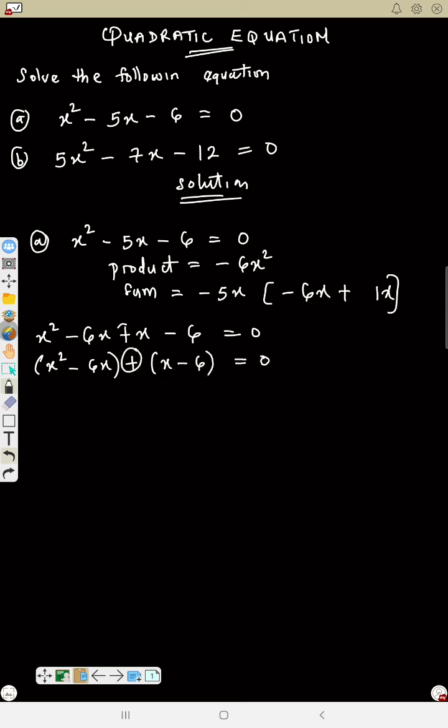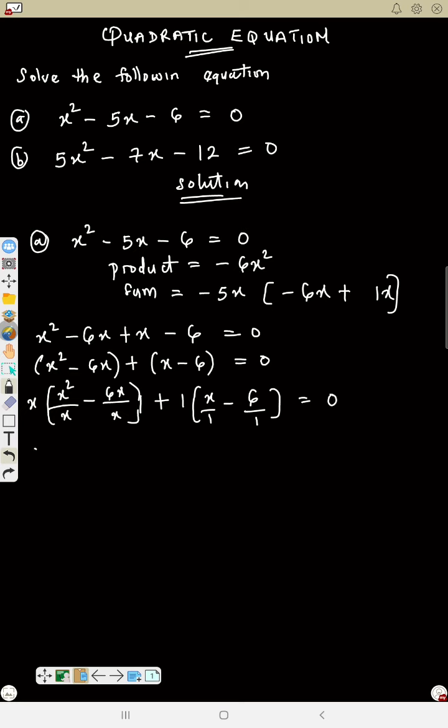So if it is plus that I have outside, I don't need to change the sign; it remains the same. Except if minus is there, then minus times minus will be plus. Now what's common here? x. Then this will be s squared over x minus 6s over x, plus 1s over 1 minus 6 over 1 equals 0. So x can cancel out x. That will be x minus 6, then plus 1, x minus 6 equals 0.